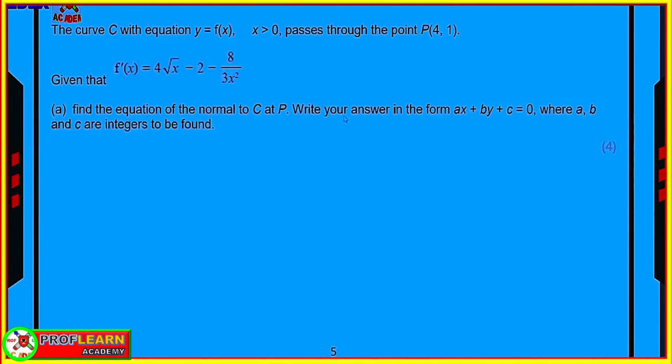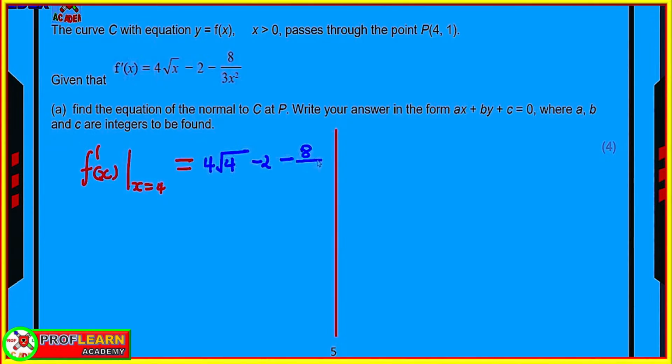So for you to find the equation of the normal, first you need to find the gradient of the curve. To find the gradient of the curve, we were told the function y equals f of x passes through the point 4, 1. So the x coordinate there is 4. We are going to substitute it into the gradient function here. So we are going to evaluate f prime of x at x equals 4, meaning that anywhere we have x, we substitute 4. Then we simplify that, and we get the gradient of the function at that point for 1.